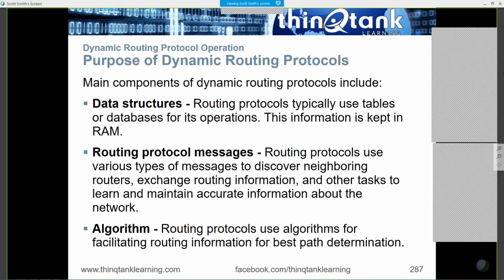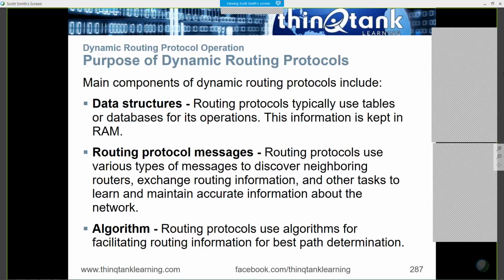So the last thing we talk about is routing protocol messages. The routing protocol messages are the message types that are used to facilitate the other two processes. I have to communicate to my neighbors in order to get the data structures. I have to communicate to my neighbors in order to pick my best path. Okay? So an example of a routing protocol message would be a hello packet.